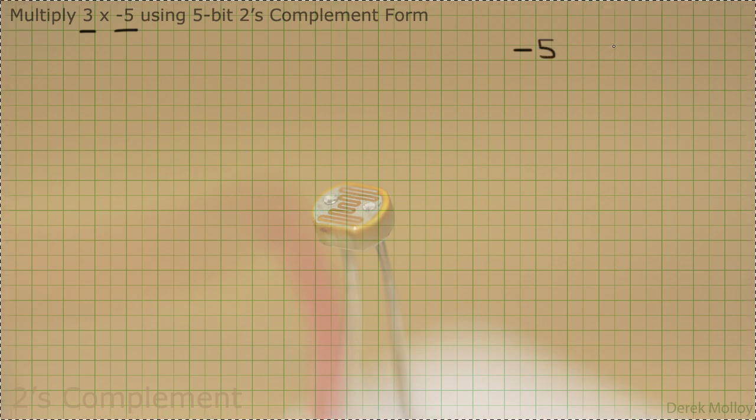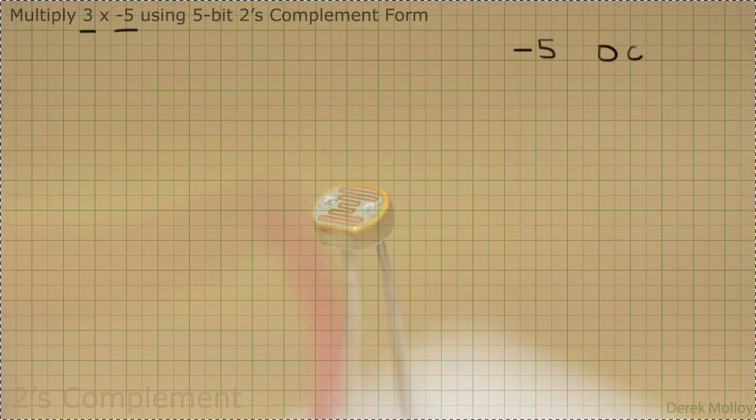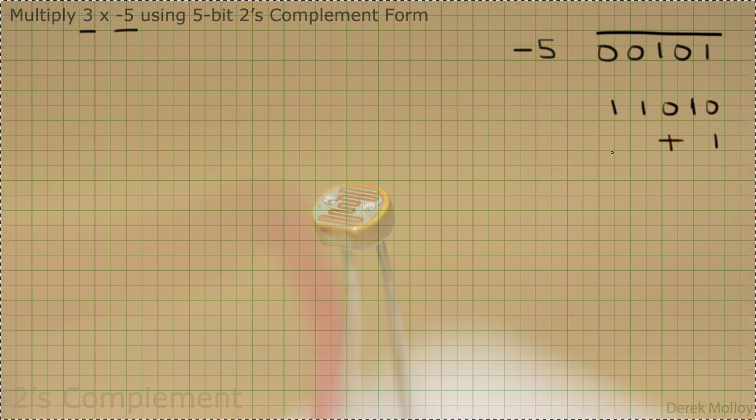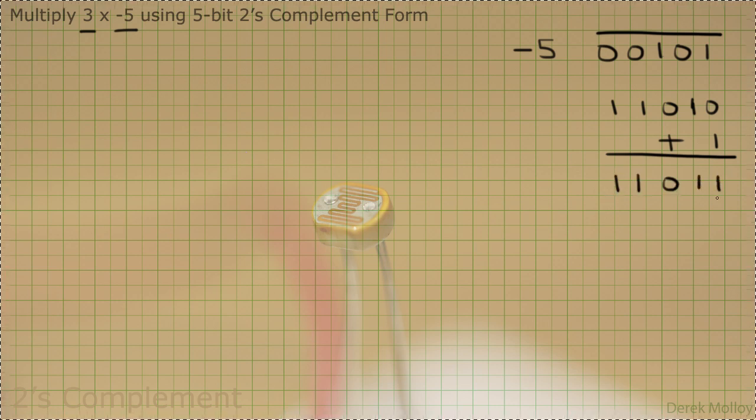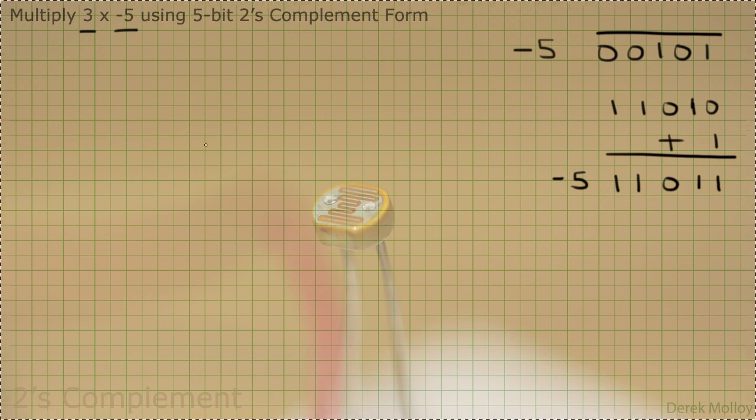Well, plus 5 is going to be 0, 0, 1, 0, 1 as before. We get the 1's complement, which is 1, 1, 0, 1, 0. We add on 1 and we get 1, 1, 0, 1, 1. So that's minus 5 in our 2's complement form. So now we're going to say, well, let's multiply plus 3 by minus 5.